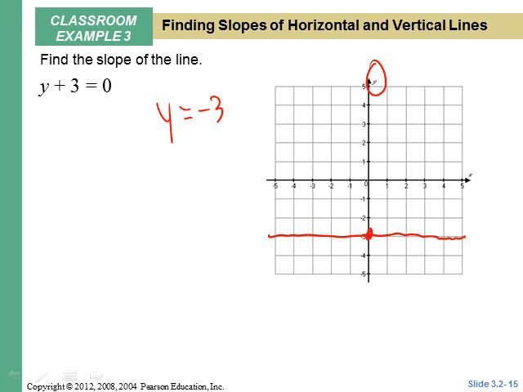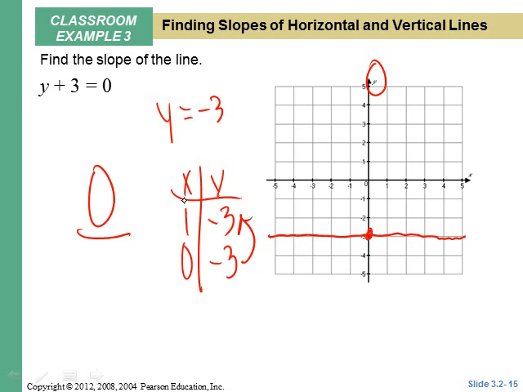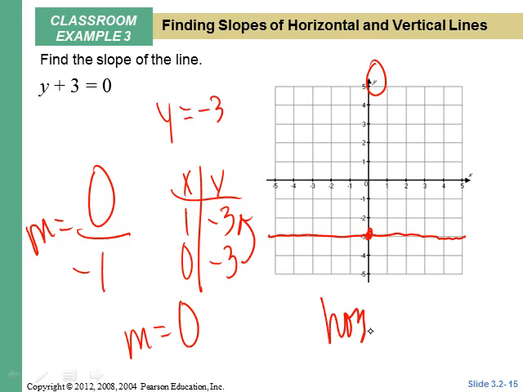How do we find the slope there? Well, we need 2 points, x, y. If x is 1, y is negative 3. And if x is 0, y is negative 3. Negative 3 minus negative 3 is 0. 0 minus 1 is negative 1. So the slope is 0 over negative 1, which is 0. So a horizontal line has a slope of 0.